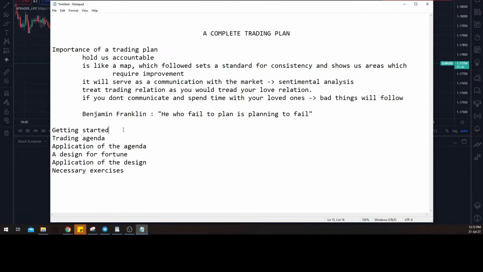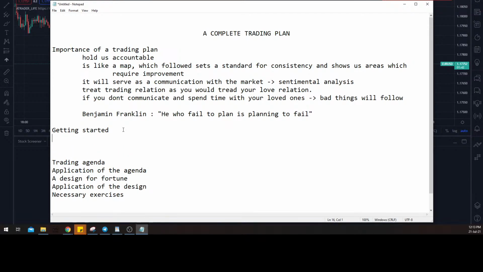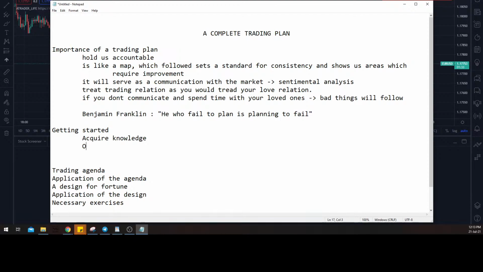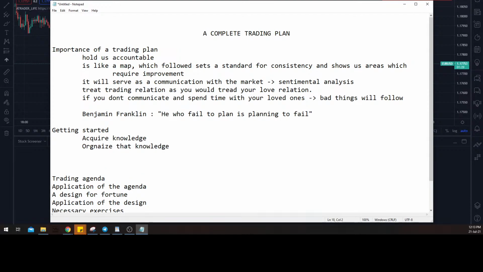So, the processes that we are going to have, let's get started with it. We are going to have the next series of processes. We are going to acquire knowledge, we are going to organize that knowledge, we will learn how to use and apply the knowledge, and lastly we will analyze the knowledge.